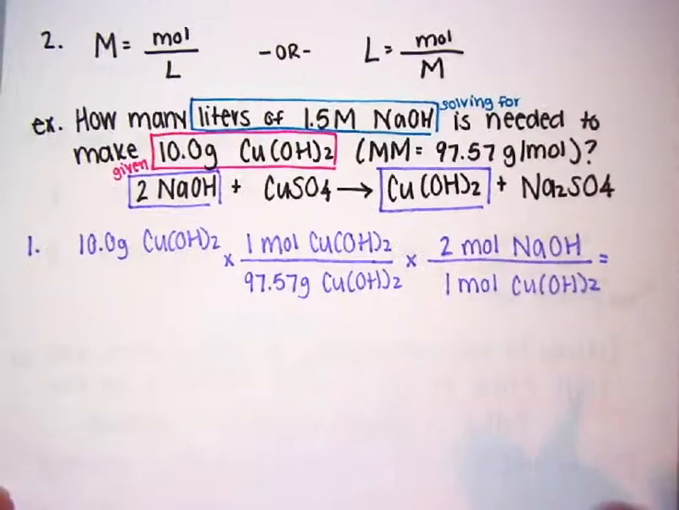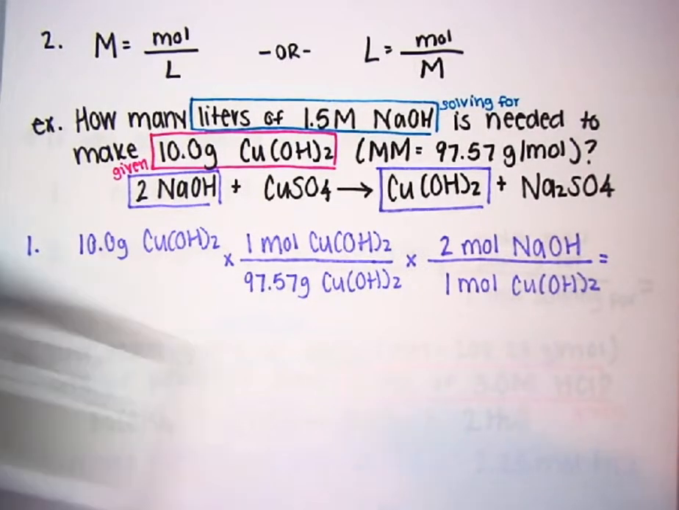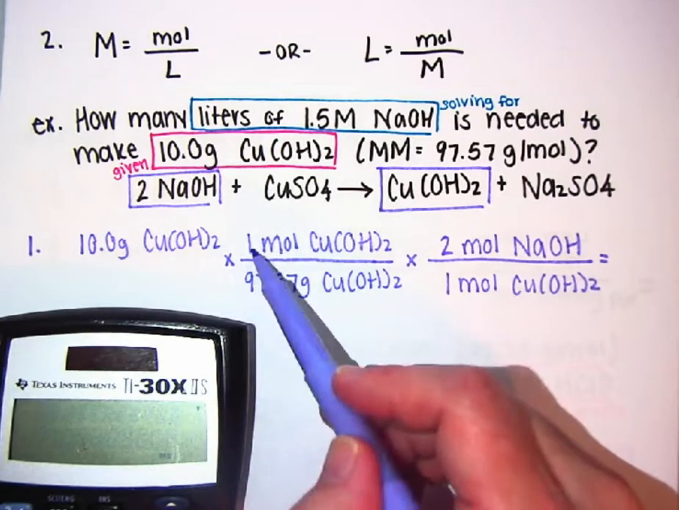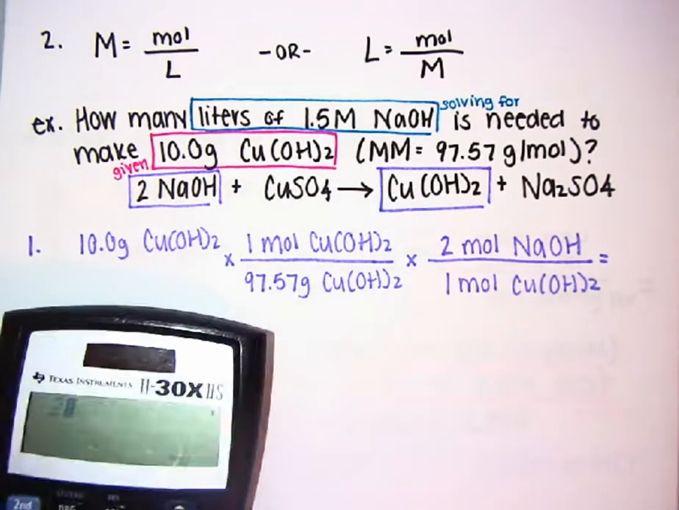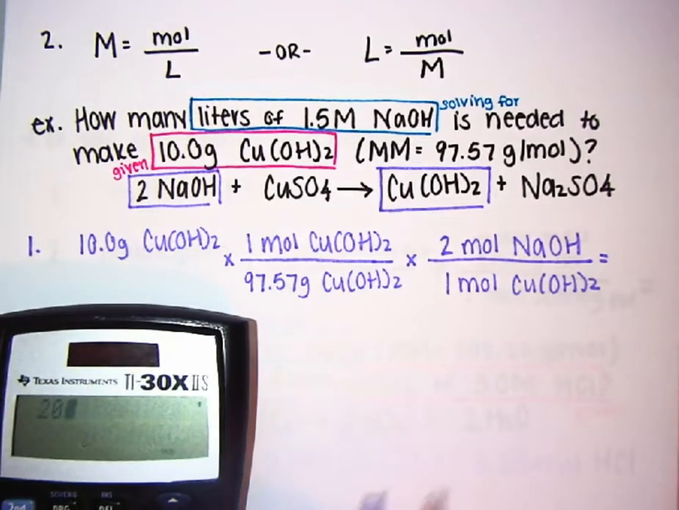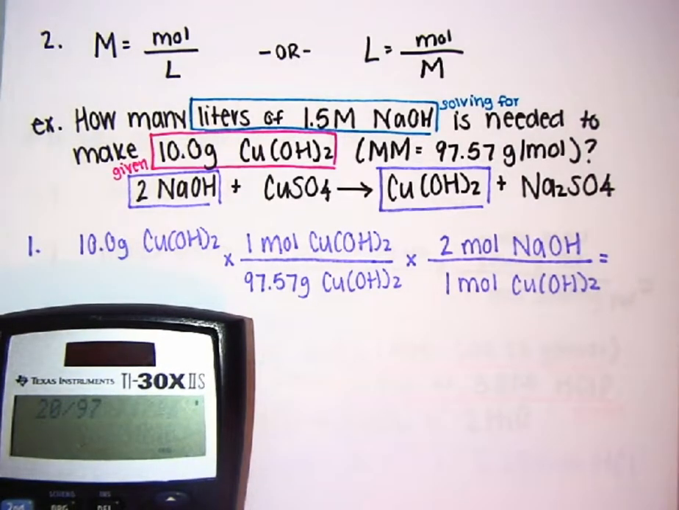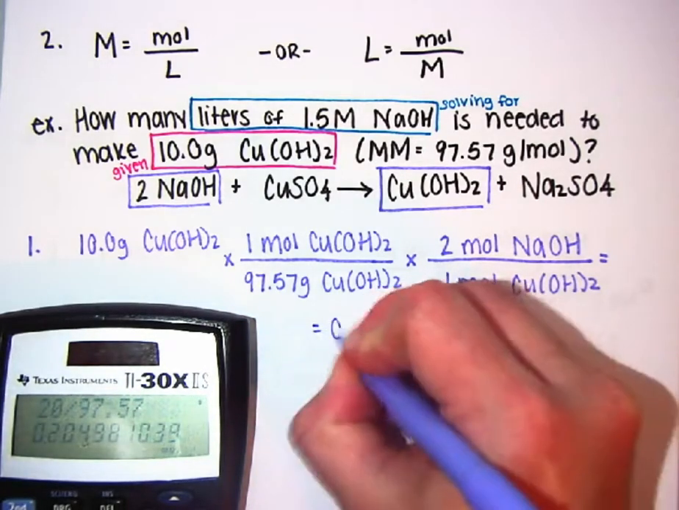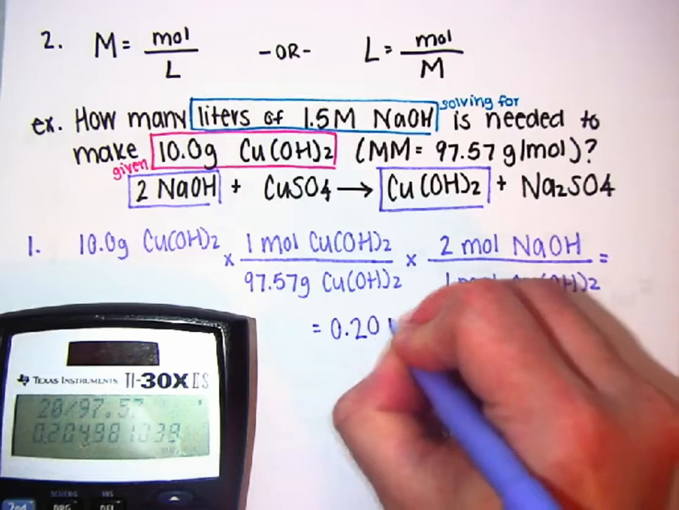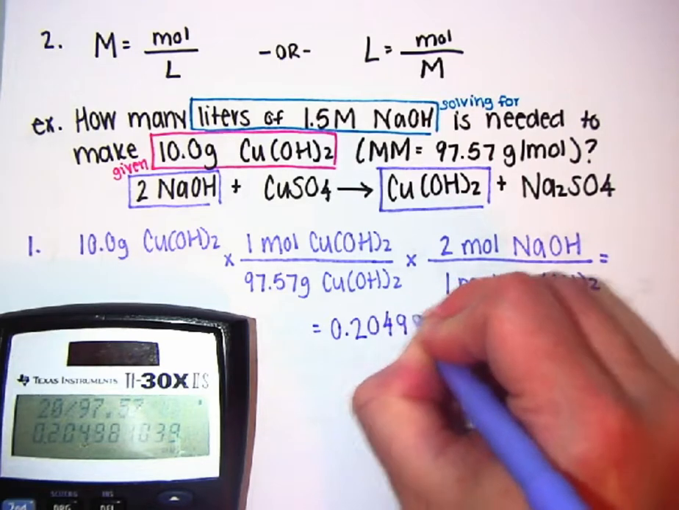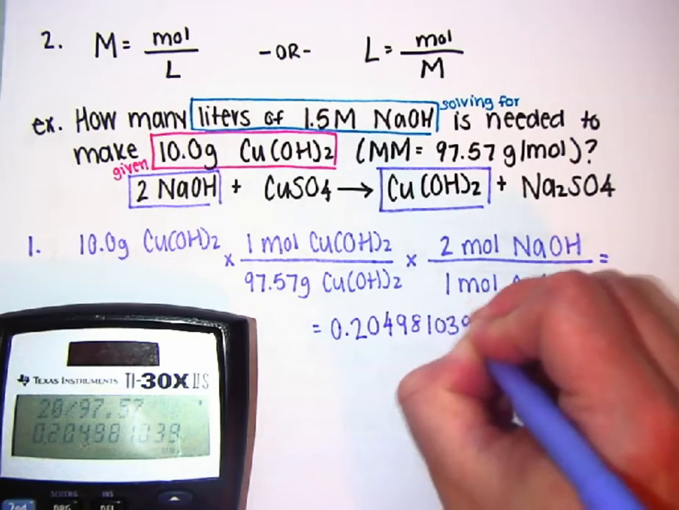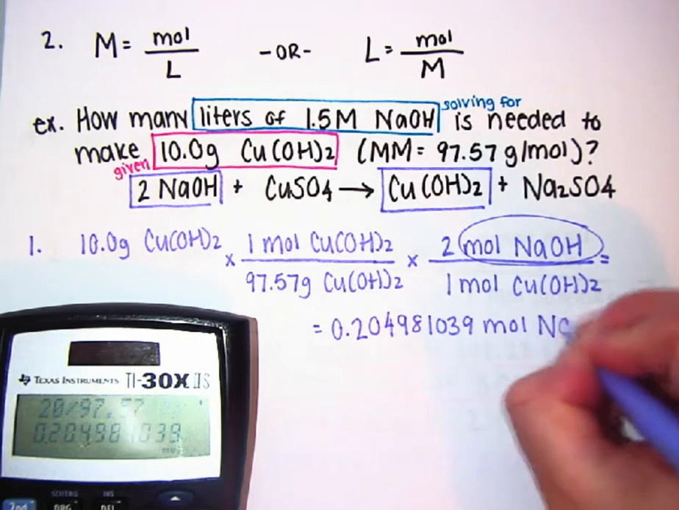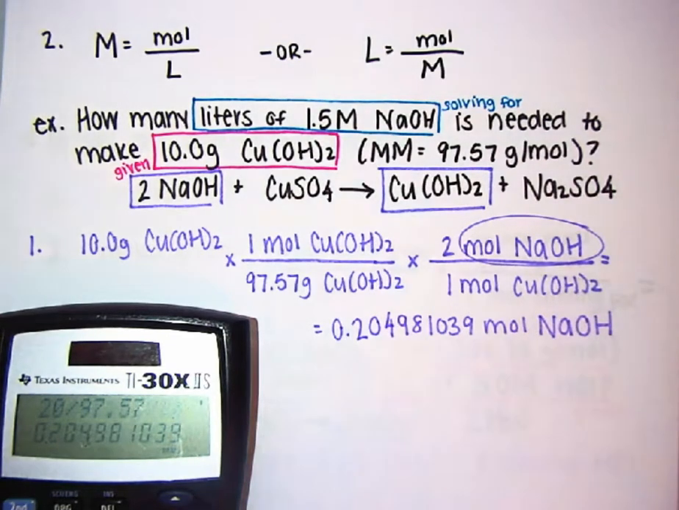We're going to stop and solve. Again, we multiply across the top. 10 times 1 is 10, times 2 is 20. Divided by whatever's in the denominator, 97.57 times 1 gives me 0.204981039 moles of NaOH.